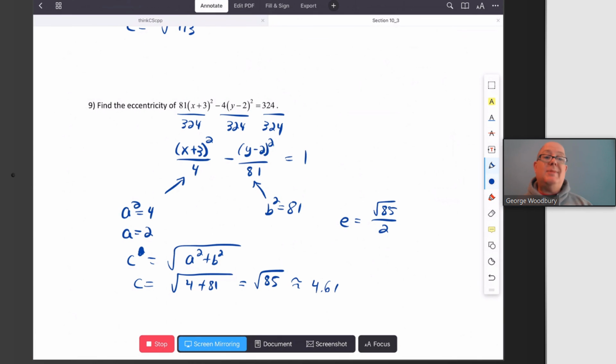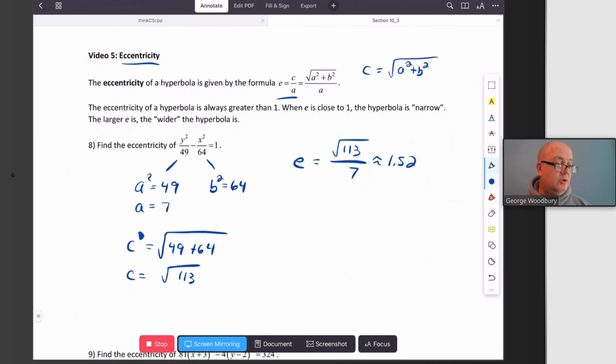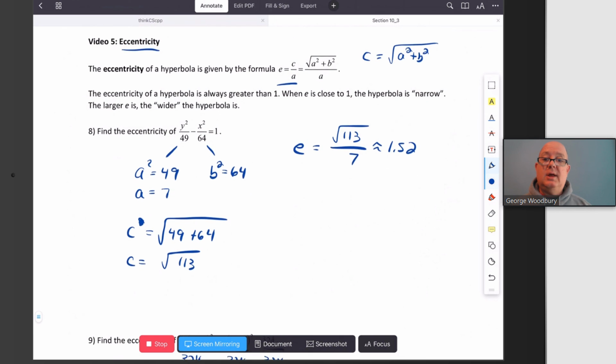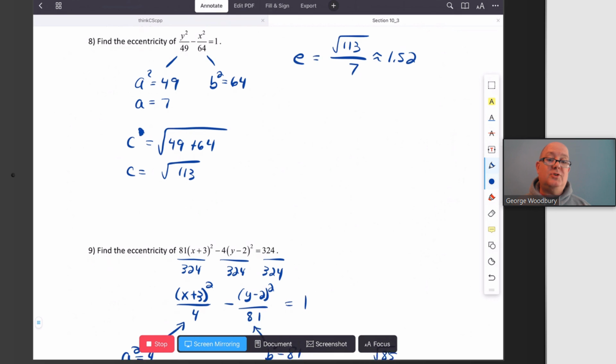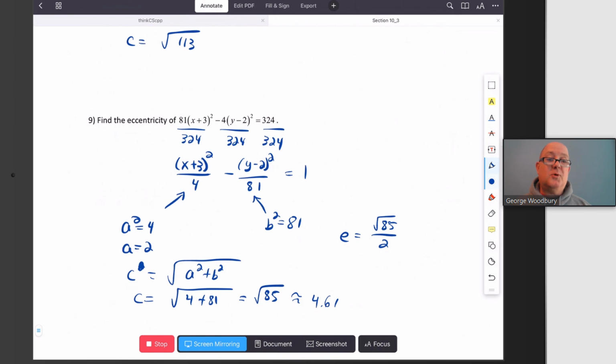All right. So that's how you find the eccentricity for a hyperbola. What I suggest you do is try graphing those two hyperbolas and see what happens as the eccentricity jumps from 1.52 up to 4.61. Take a look at how the graphs change. All right, that's it for hyperbolas. I'll see you in the next section.